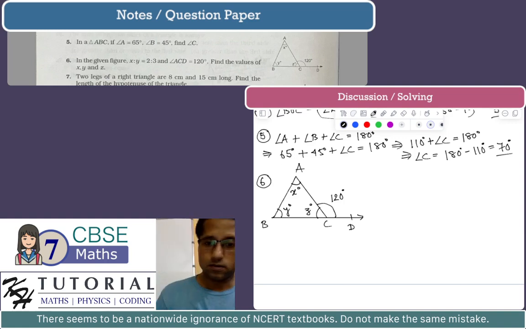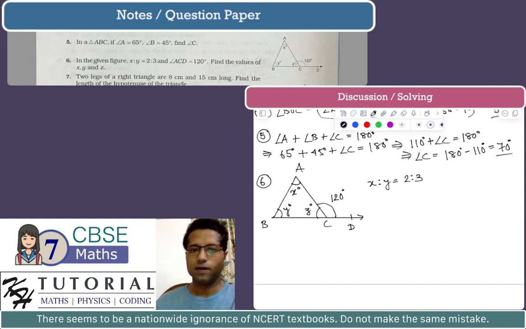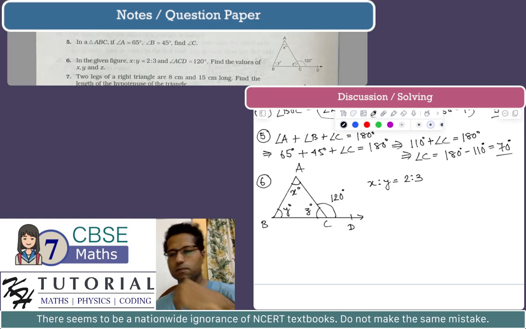Also x is to y is given to be 2 is to 3. Find the value of x, y, z. We have to find x, y, and z. Remember that the values of x, y, and z will be pure numbers. They will not be in degrees because the angles are already given in x degrees, y degrees, and z degrees.